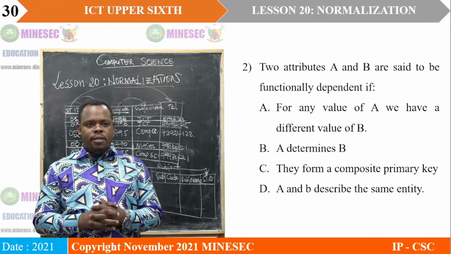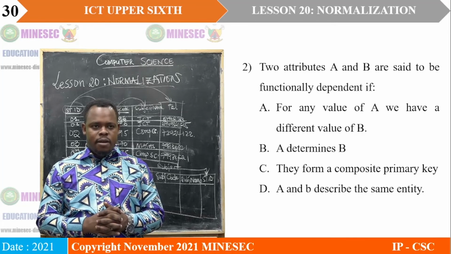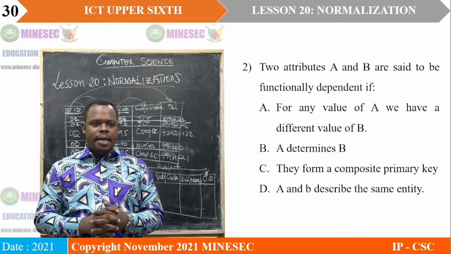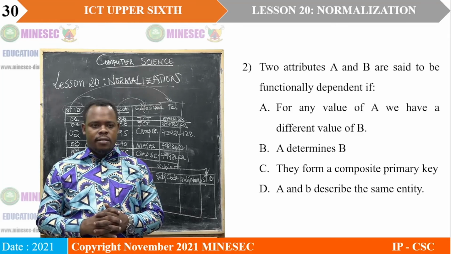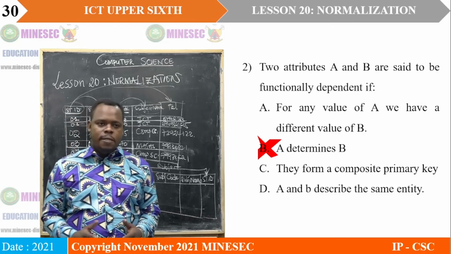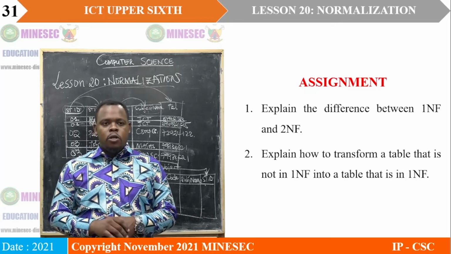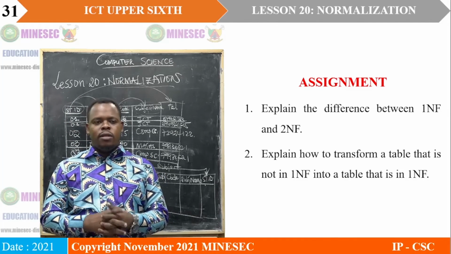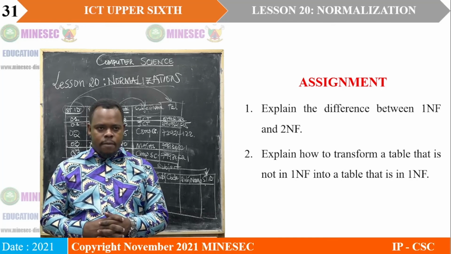Third exercise. Two attributes A and B are said to be functionally dependent if, A, for any value of A, we have a different value of B. B, A determines B. C, they form a composite primary key. D, A and B describe the same entity. The correct answer is B. A determines B. So you will carry out this exercise to ensure that you have understood the lesson. Explain the difference between first normal form and second normal form.